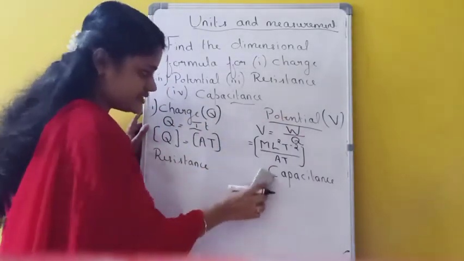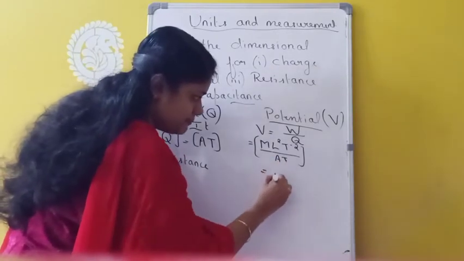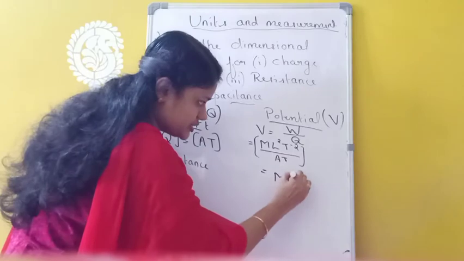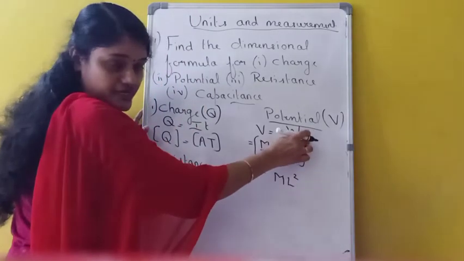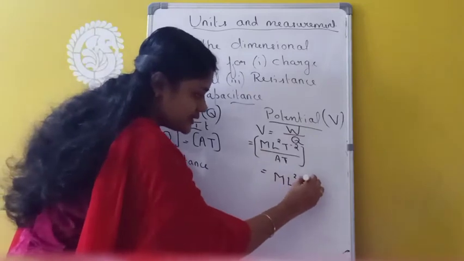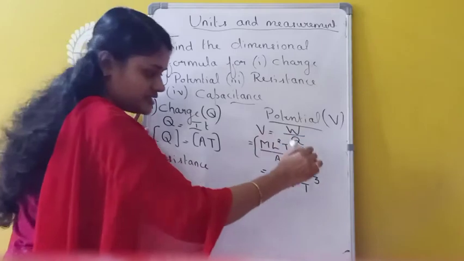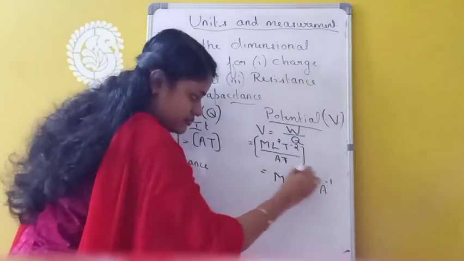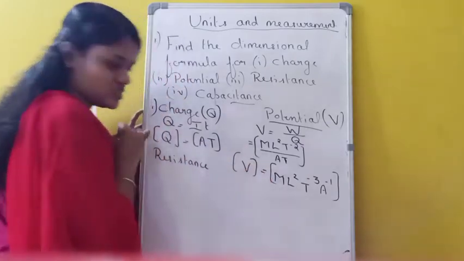That means we will be getting M into L square into T raised to minus 2 is here and 1 T also will be coming in the numerator. That means T raised to minus 3. Then again 1 A is coming in the numerator. That becomes A raised to minus 1. So this is the dimension for which one? Potential. Okay, dimension of potential.